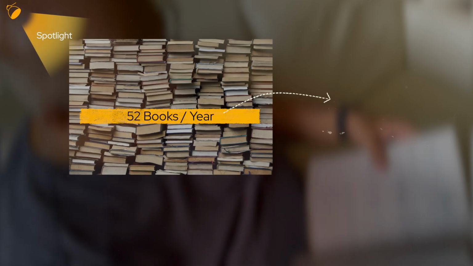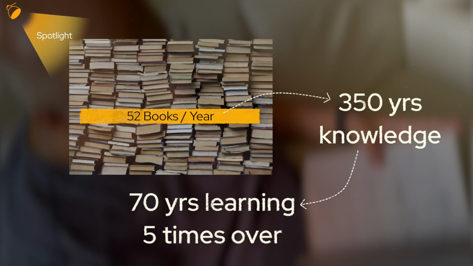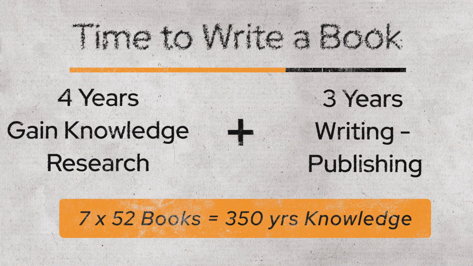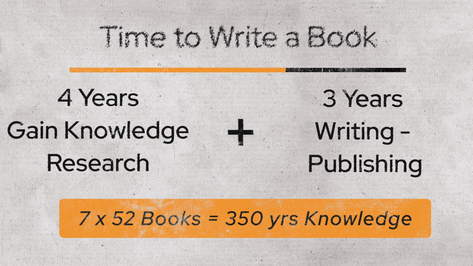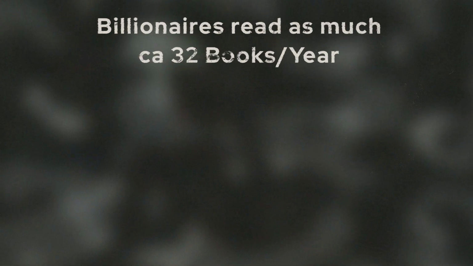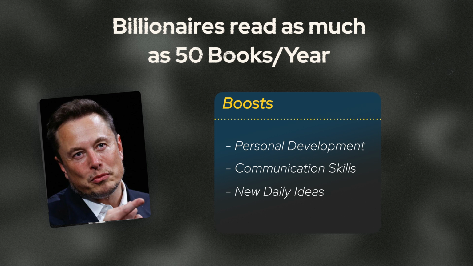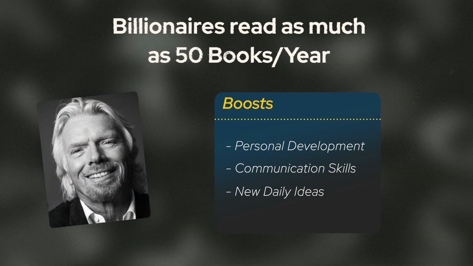So here's the secret. By reading one book a week, you gain the equivalent of 350 years of knowledge, condensing the expertise of 5 lifetimes into a single year. And that's because a good author invests at least 7 years mastering their topic and crafting their book. So it's no surprise that this is a significant differentiating factor for Warren Buffett, Bill Gates, Elon Musk, Richard Branson, and many more.